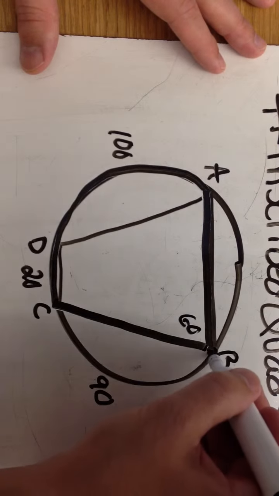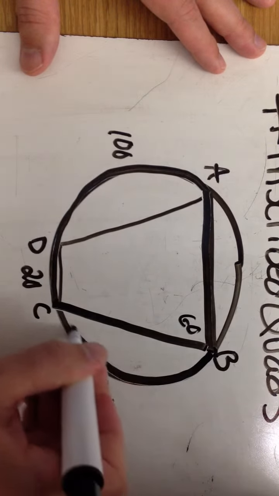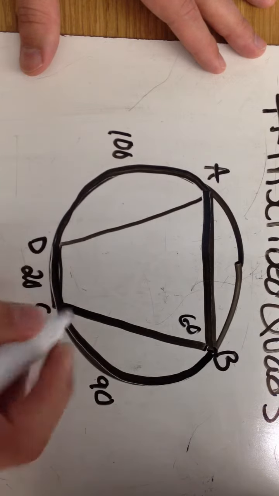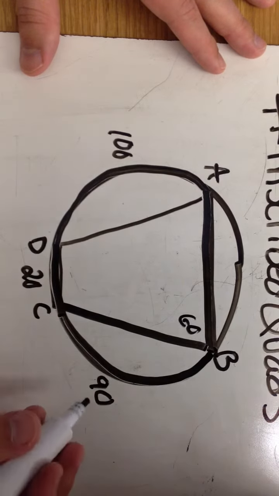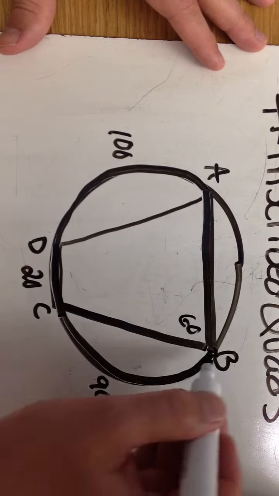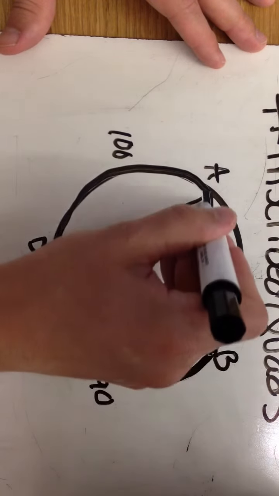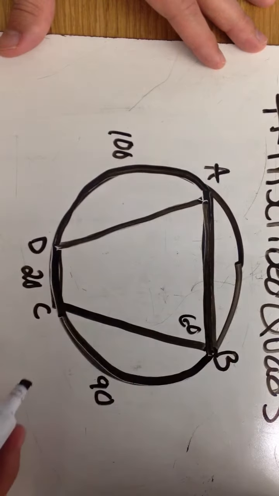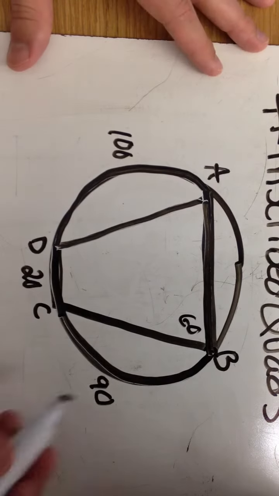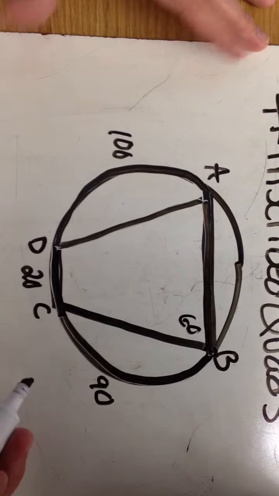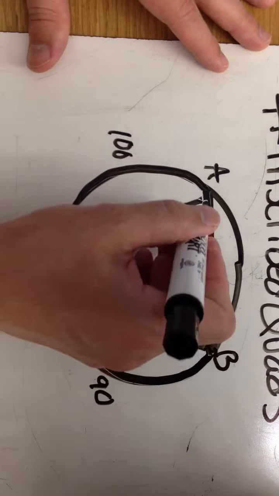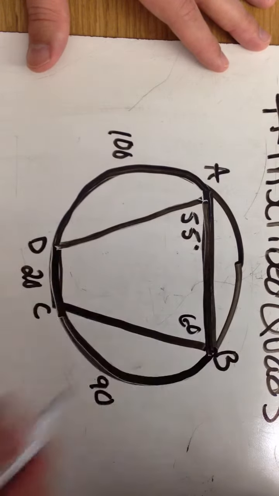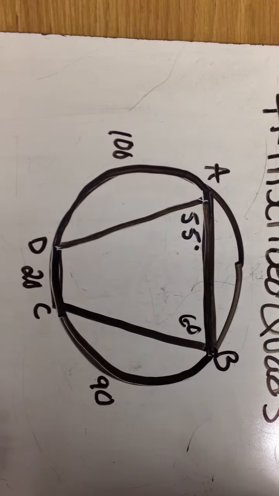Well, if we take this arc of 90 and this arc here of 20, that makes a total of 110. Come on in from the end of that arc and from the end of this arc, and we're talking about angle A. Well, if this is a total of 110, what's half of that? 55. And so on and so forth, and that's how you find that.